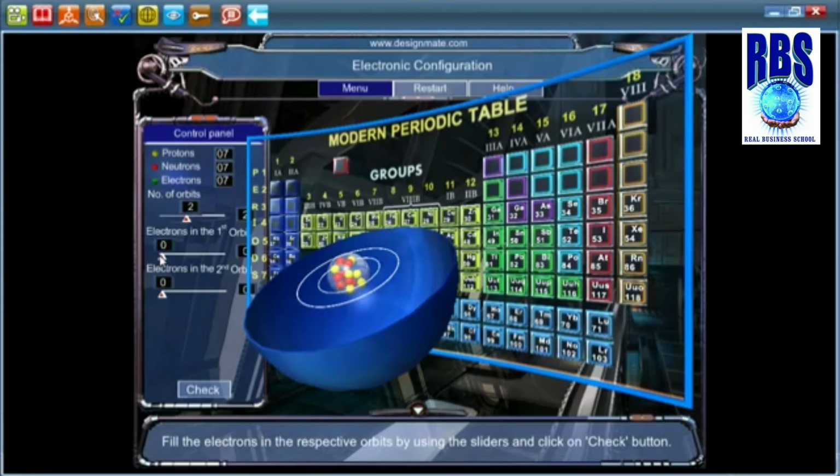And here I have my second question. Fill the electrons in the respective orbits by using the slider and click on the check button. So in the first orbit I will fill 2 electrons. Now I am left with 5. So in the second one I'll fill 5. Now let me check.